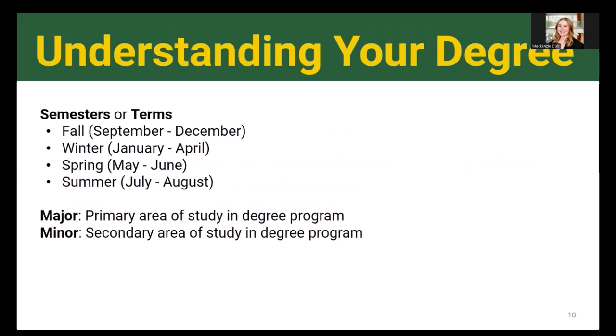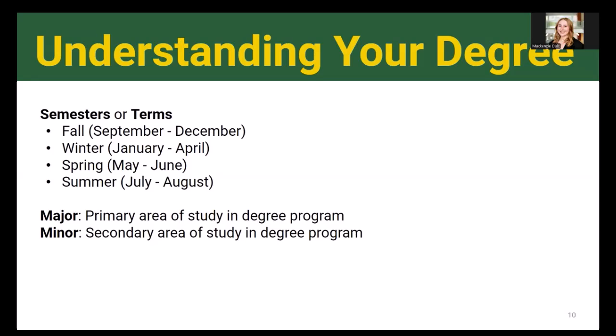At the U of A, there are 4 semesters or 4 terms. The first one is the fall term, which runs September to December, followed by the winter term, which is January to April, spring term, which is May to June, and summer term, which is July to August.